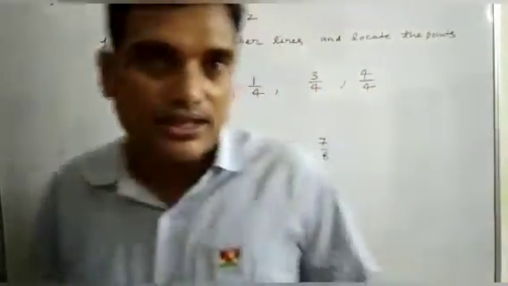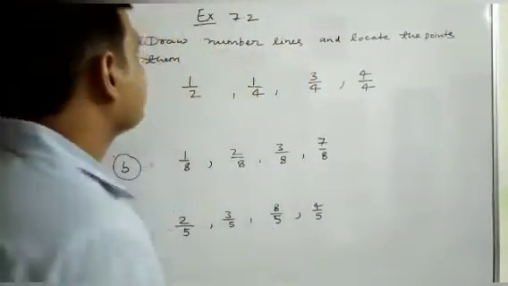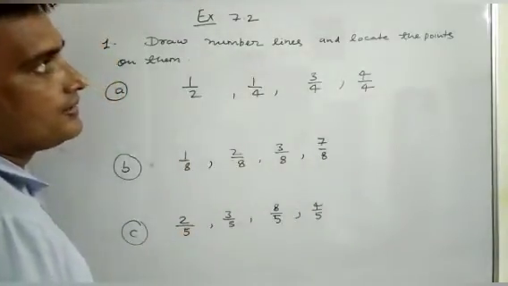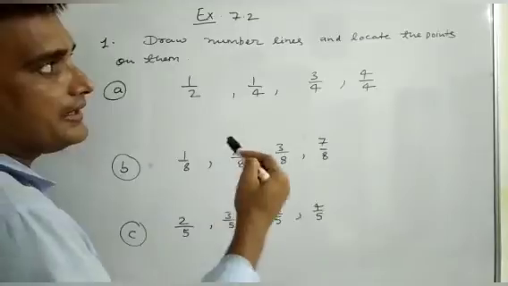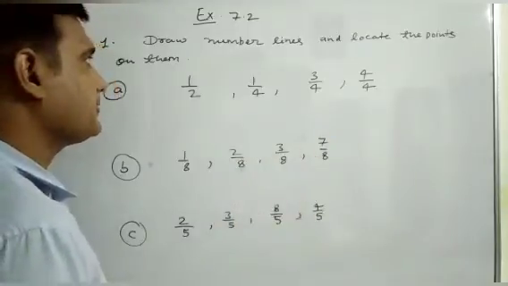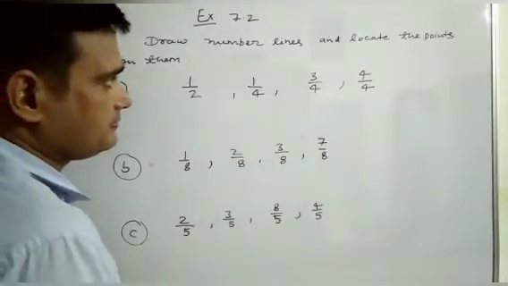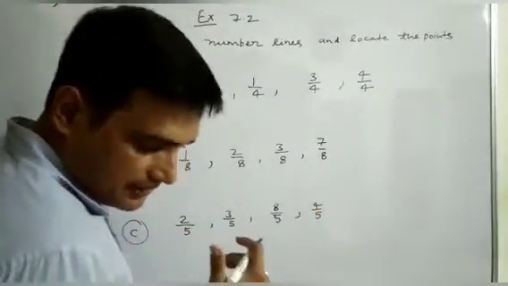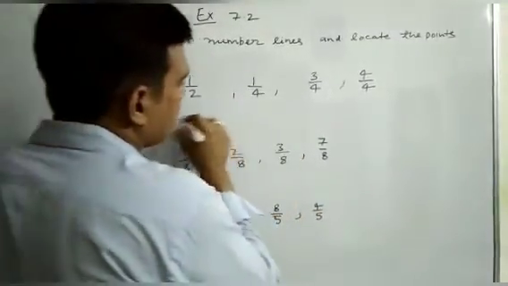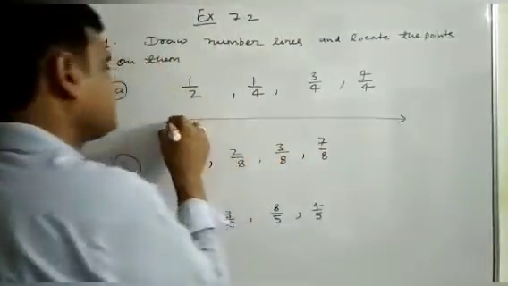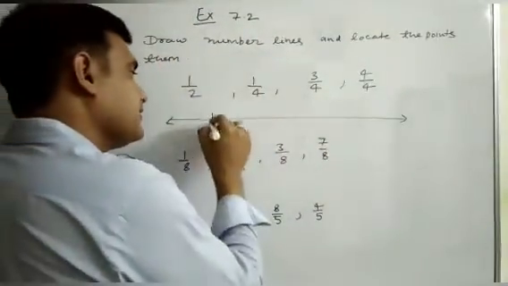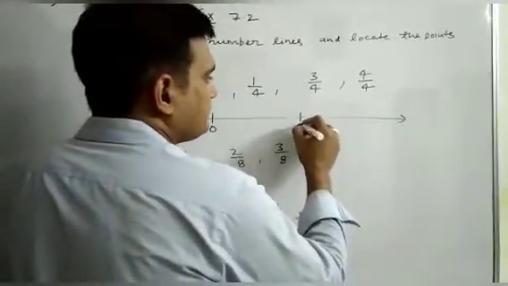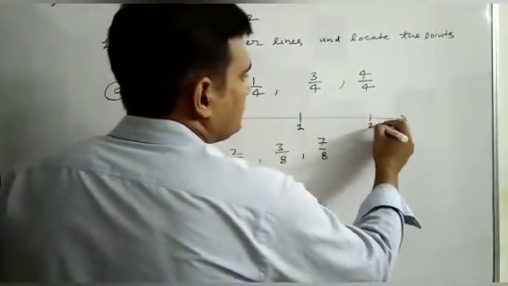Now student, we start exercise 7.2. Question number 1: draw number lines and locate the points on them. Okay. Now here first we draw a number line. This is the number line. Now we take here 0, 1, 2 and so on.